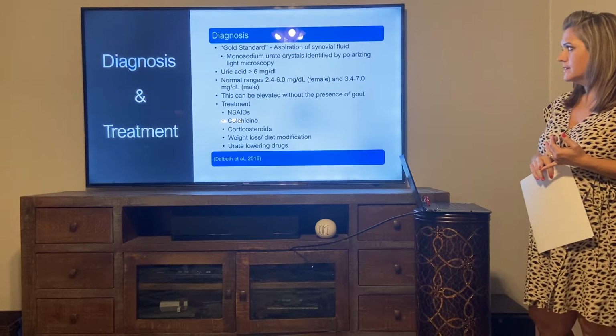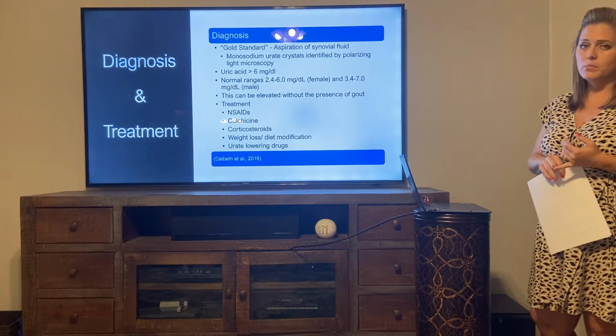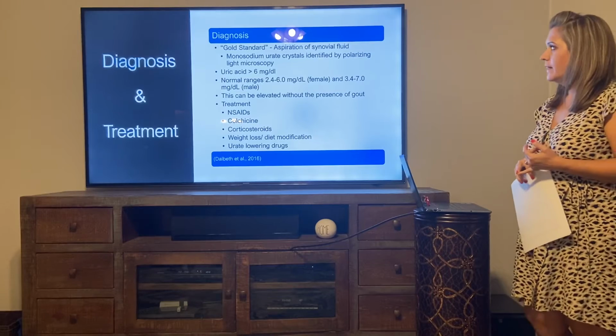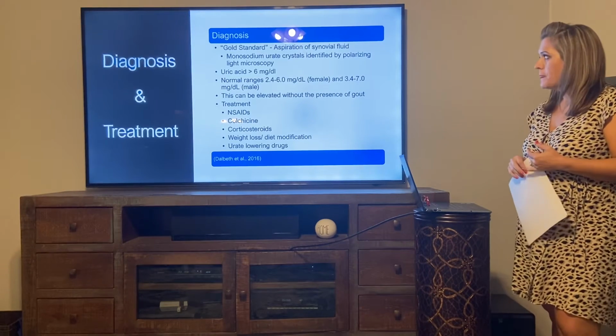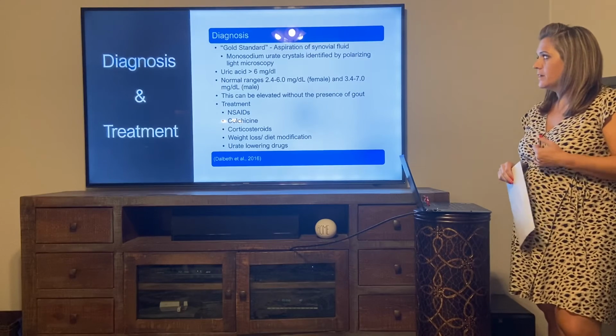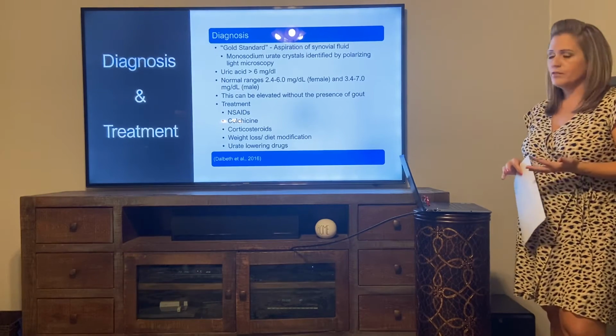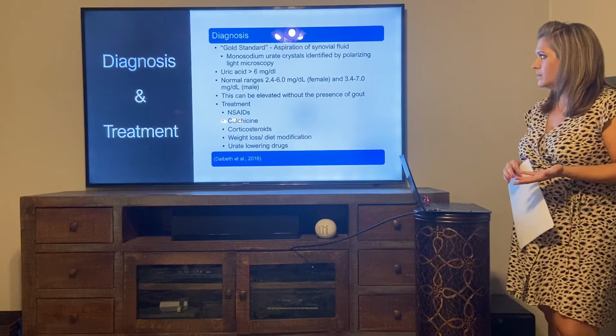Another test that we would do is we could look at blood levels of uric acid, and we would be looking for them to be greater than 6 milligrams per deciliter. Normal ranges for males and females are a little different. Females are slightly lower than males.